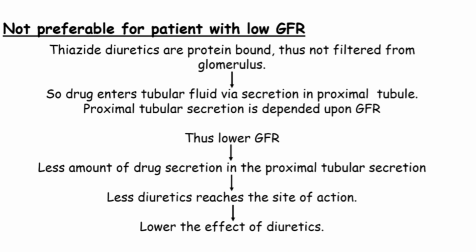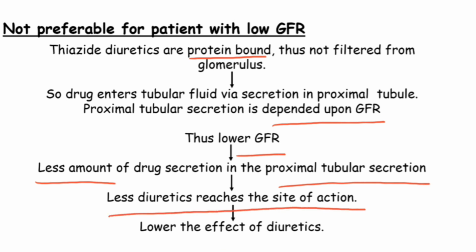And they are not suitable for patients with low GFR because thiazide diuretics are protein bound and thus are not filtered from the glomerulus. So the drug enters the tubular fluid via secretion in the proximal tubule, which is dependent upon GFR. Thus, if the patient has lower GFR, less drug will be available for proximal tubular secretion. Thus, less diuretic reaches the site of action, which definitely shows a lower effect of the diuretic.